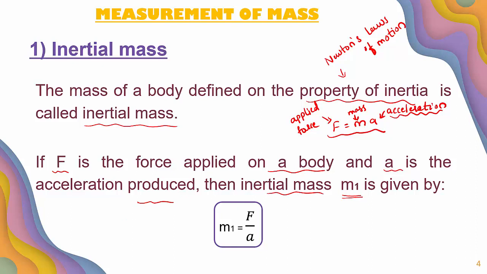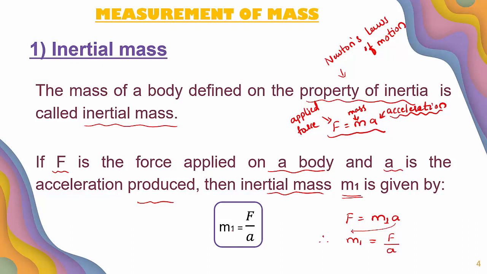Now, if F is the force applied on a body and a is the acceleration produced, then inertial mass m1 is given by, we have the equation F equal to ma. Here mass is given as m1. So we want inertial mass. This equation can be written as m1 equal to, when a is taken to the LHS, it will go to the denominator. So the equation becomes m1 equal to F divided by a.